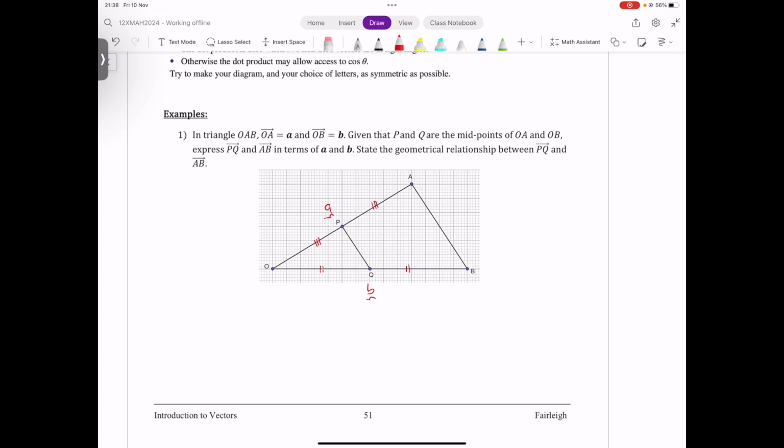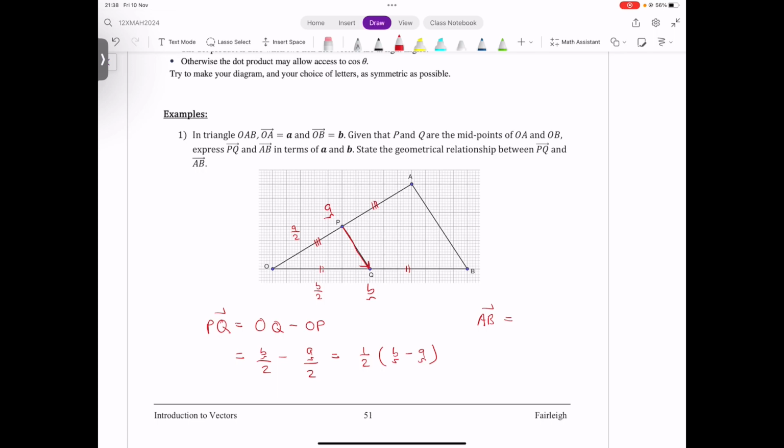Okay. Well, first of all, the vector PQ, we're going from P down to Q, is going to be OQ take away OP. Now, if B is the vector going all the way along from O to B, then this vector is B on 2, and this vector is A on 2. So OQ is B on 2, and OP is A on 2. So this is the vector 1/2 of B minus A.